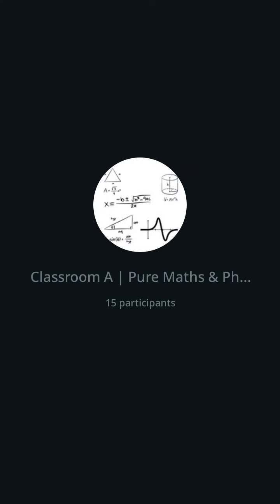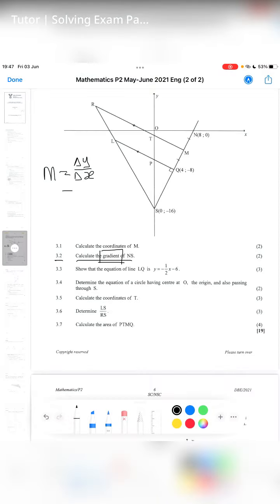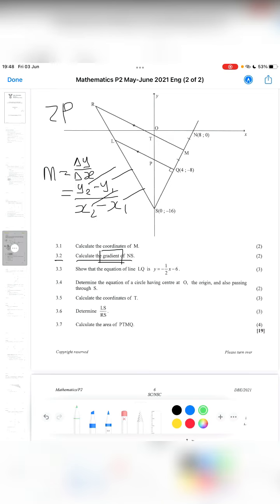What is change? Change means the second minus the first. So in this case, it's change in y, the second minus the first. You will need two values of y and two values of x. That means you must know the 2 points that you're dealing with. Can you see? These are the 2 points. So you are calculating the gradient of NS. Where is N? There is N. Where is S? There is S.